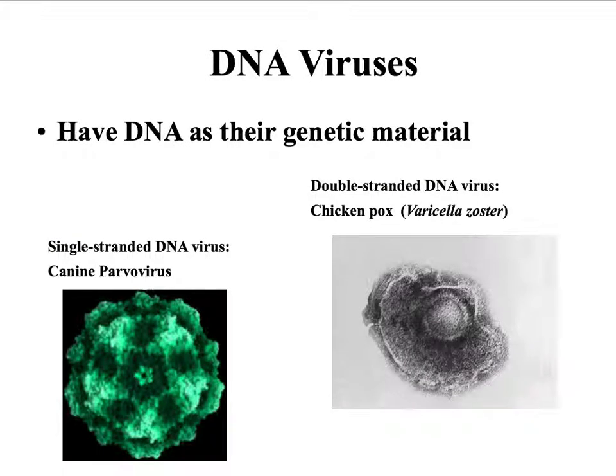DNA viruses, pretty easy definition. They get their name from the fact that they have DNA as their genetic material. Some examples here are the canine parvovirus, which your dogs would get a vaccine against, and another one is the chickenpox vaccine. DNA viruses are pretty stable. Their DNA doesn't change a whole lot, so DNA viruses are very easy to vaccinate against.